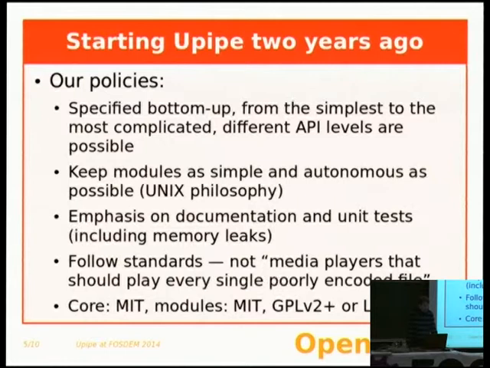And so different levels of APIs are possible with Upipe. You can talk to the lower level API, which we currently mostly use, but you can imagine a higher level of APIs as well. We try to keep modules as simple and autonomous as possible. That's the Unix philosophy. And that allows us to do very intensive unit tests, including checks for memory leaks with Valgrind. All our code goes through Valgrind.